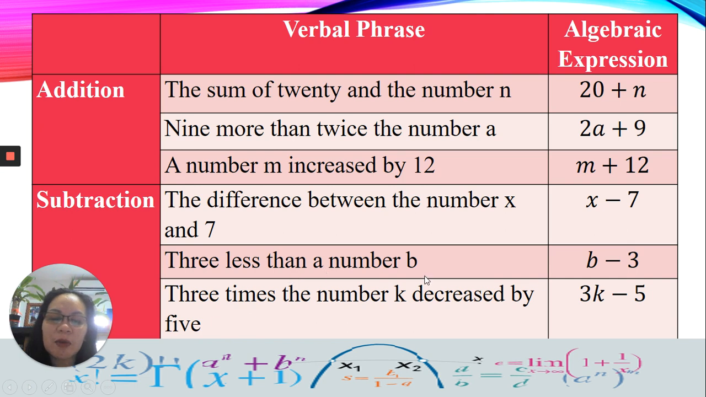3 less than a number b. Your number is b, less 3, then you will have b minus 3. Then you also have the words decreased by. When you say decreased by, you are just actually subtracting. So 3 times the number k decreased by 5, that is 3k minus 5.